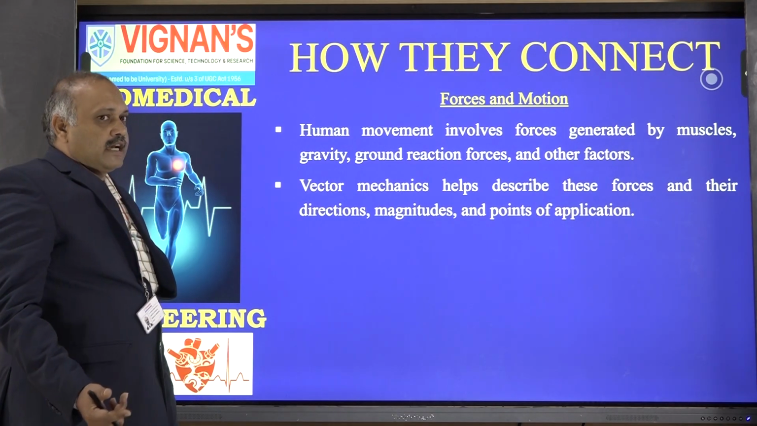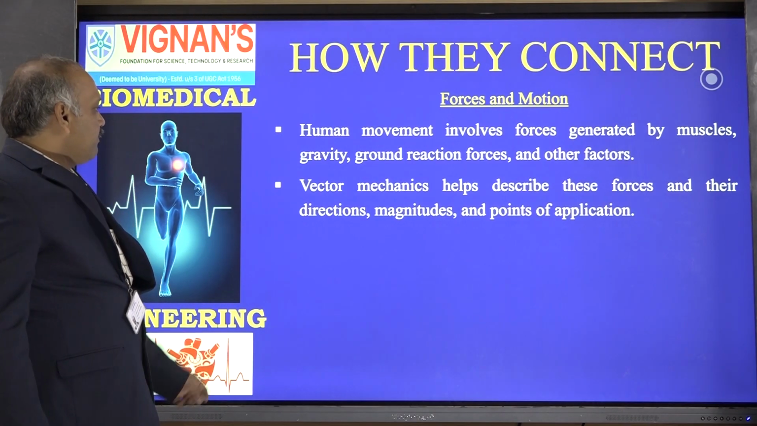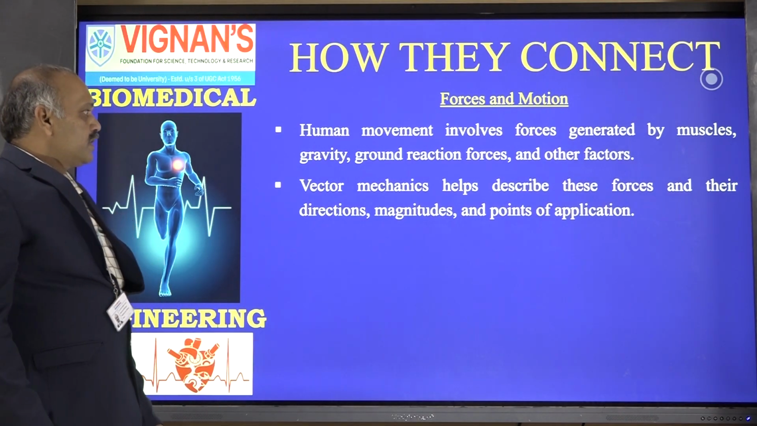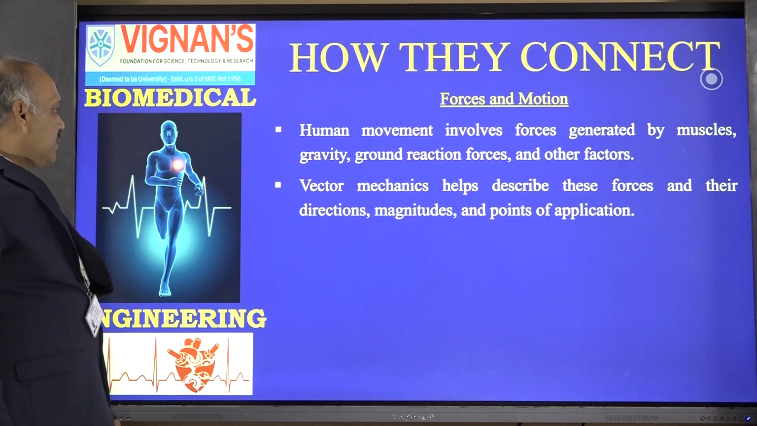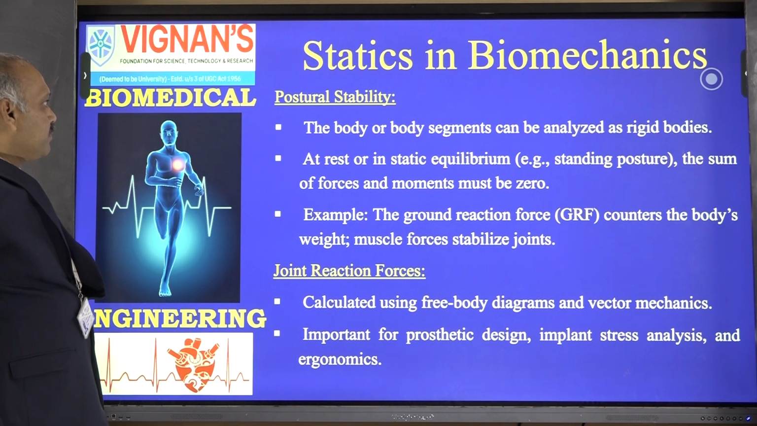So, how are these things connected to each other? The forces and motion in human movement involve the forces generated by the muscles and gravity, ground reaction forces and other factors, and vector mechanics helps to describe the forces, directions, magnitudes and points of application. So, what is statics in biomechanics? Now, coming to the statics part.